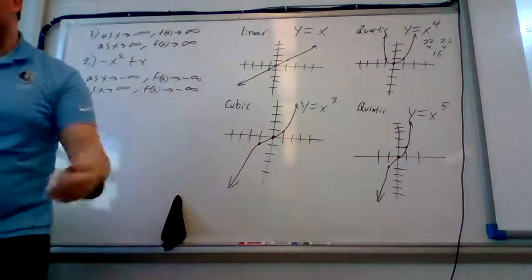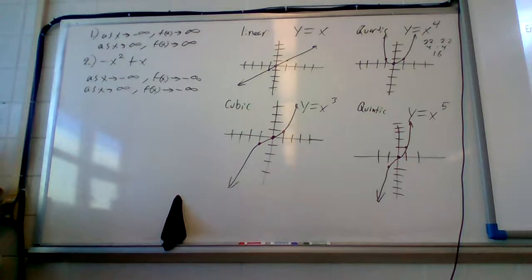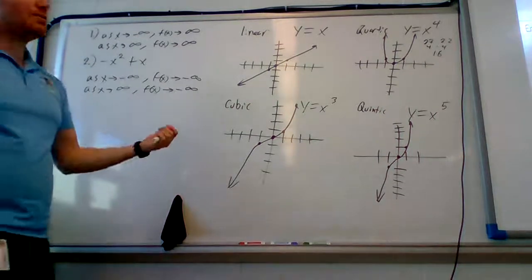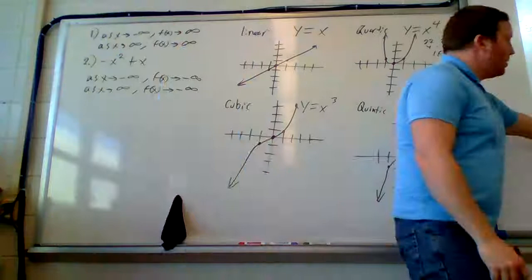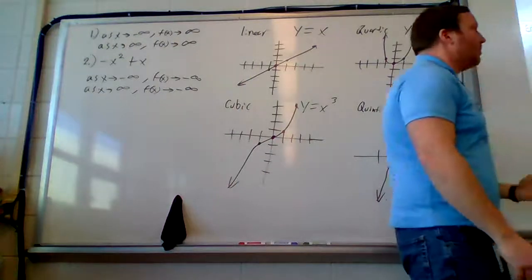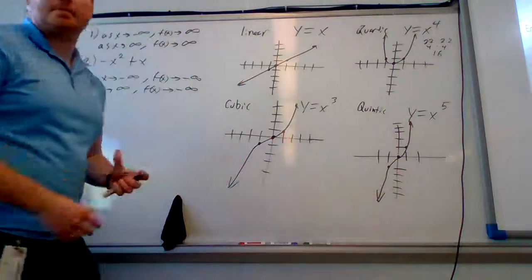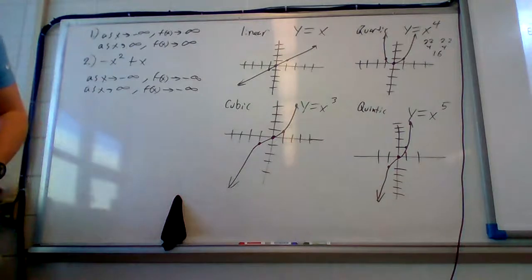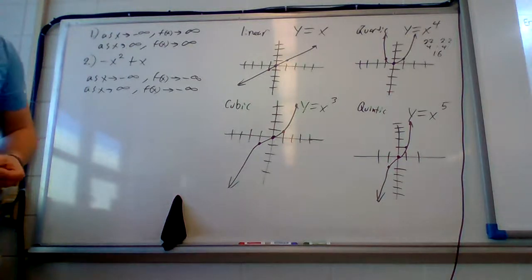So let's graph it just to make sure. Got negative x squared plus x. If we graph it, again, we have that upside down U shape. Both of our arms are going down. Right? So let's do an odd one. So we got 2x cubed.